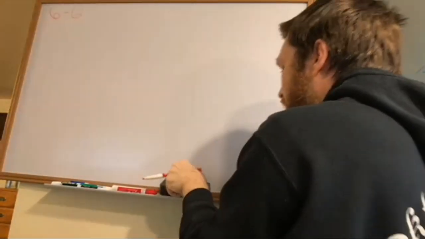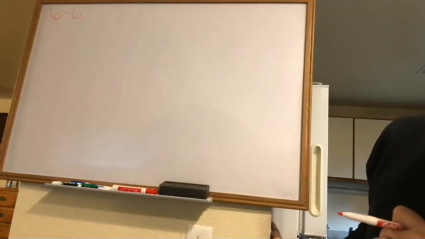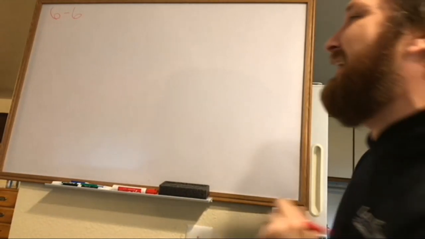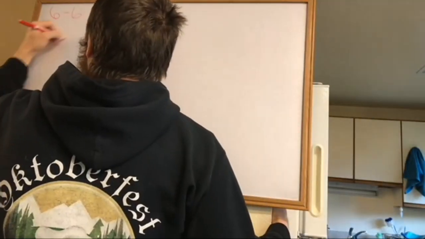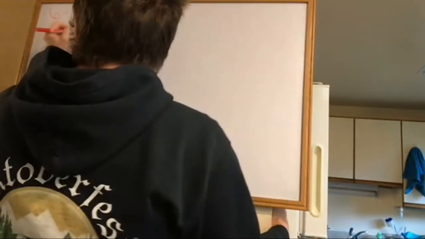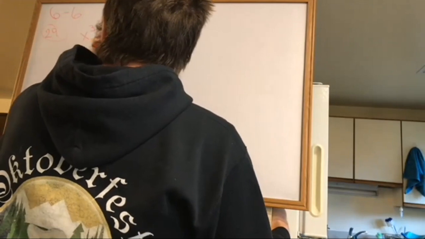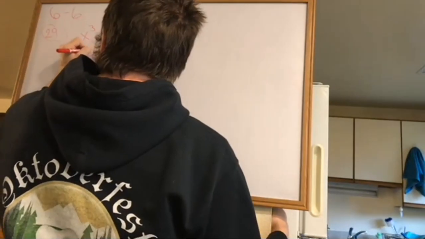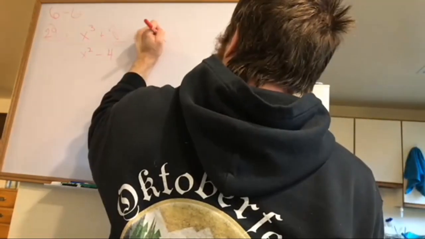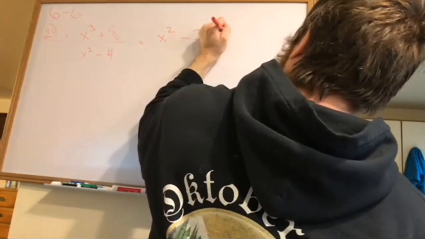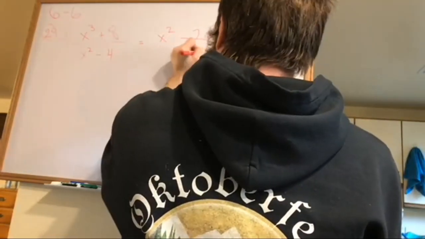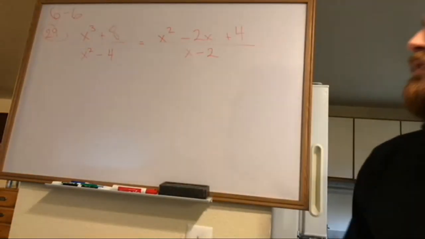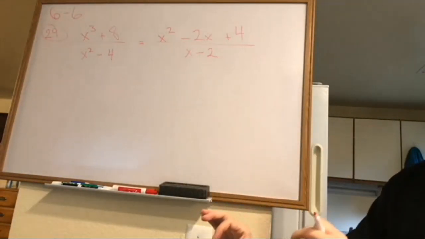Okay, so there was 27. I also asked you to redo 29. Oh boy, 29, this guy. So x cubed plus 8 over x squared minus 4, and this guy was x squared minus 2x plus 4 all over x minus 2. Now, there's a few different ways we can do this one.